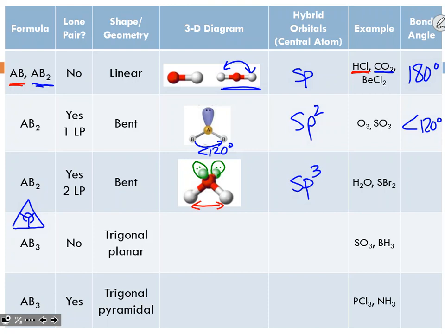Is it going to be slightly less than 120? No, it's going to be even smaller. And it's a weird random one, so I'm just going to tell you what it is. I won't make you guess. It's 104.5. So those 2 lone pairs push them a little bit closer together.